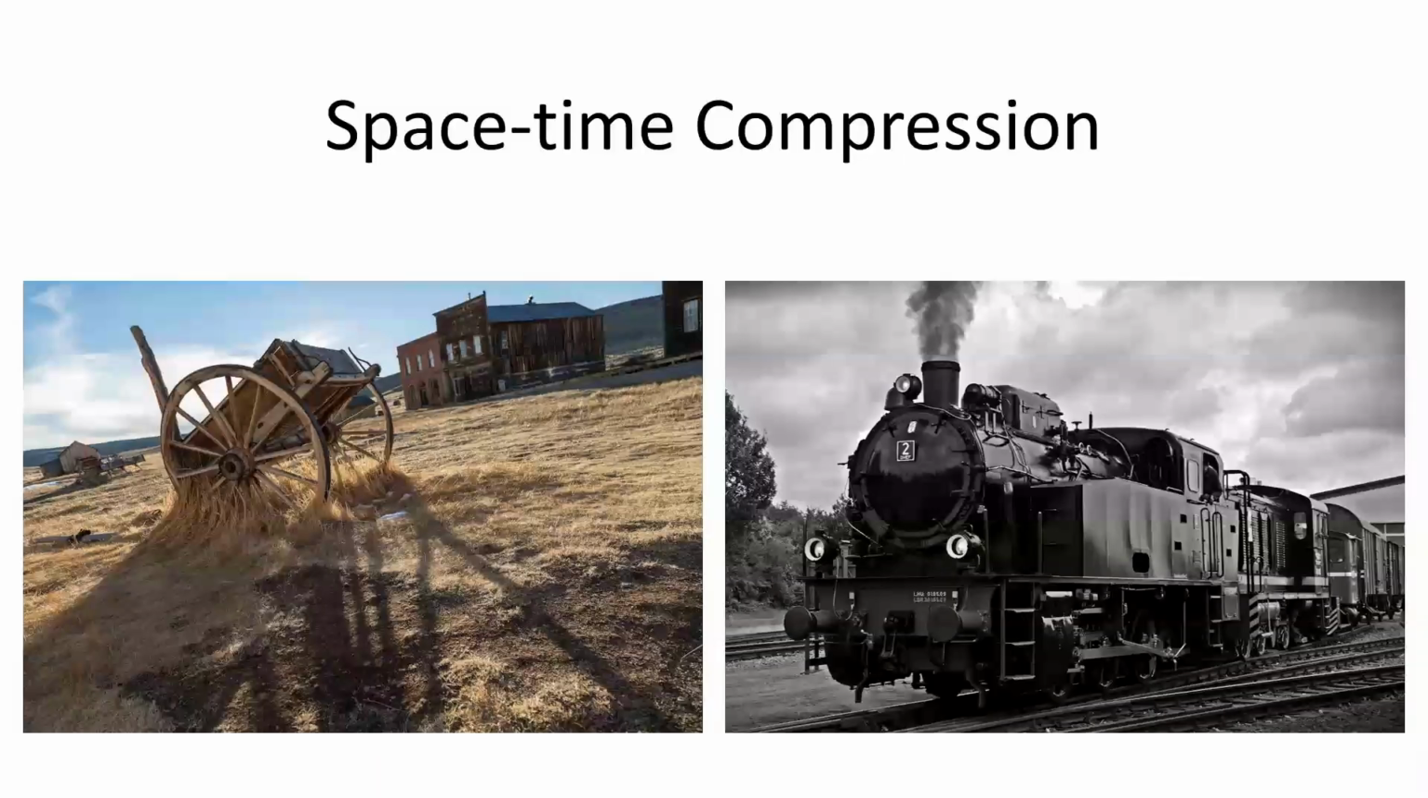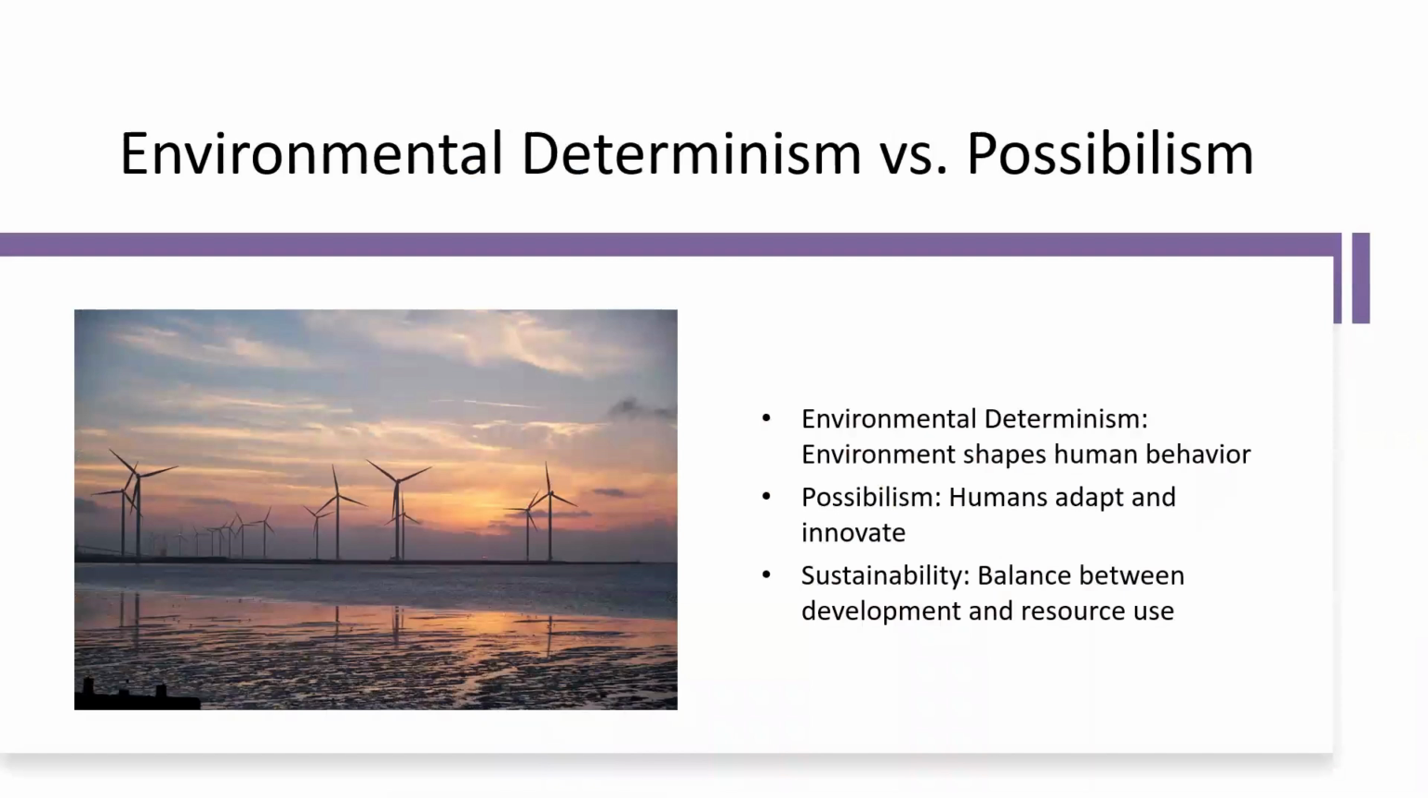You should probably also know about space-time compression. This is the idea that our technology has improved so much that we can get almost anywhere in the world very quickly. Back when you had to take a wagon across the United States, it took months. Today, you could take the train across the United States in a matter of days. We can call anyone instantly. The world feels smaller even though it's the same size because we have increased our technology.